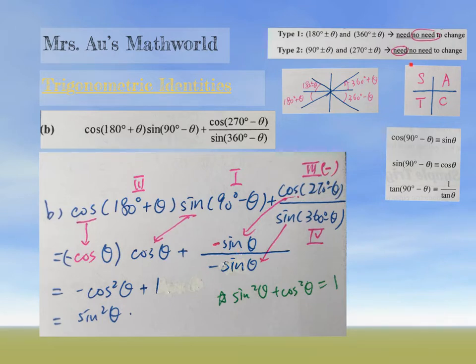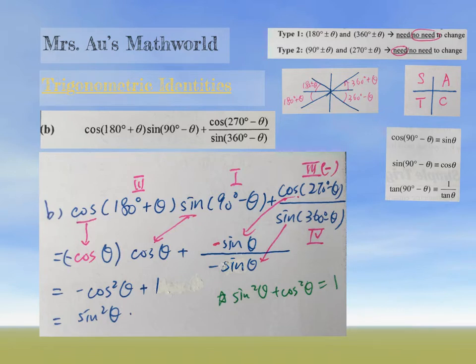And then for sine 90 degrees minus theta, quadrant 1, right? We change sine to cosine, and it is positive. Just keep it. And then finally for cosine 270 degrees minus theta, this is in quadrant 3, and don't forget to change from cosine to sine. And then simplify, this is 1. And this part becomes negative cosine square theta. And we make use of this identity to change it to sine square theta, which is the simplified answer.